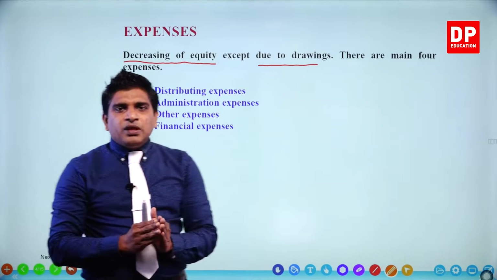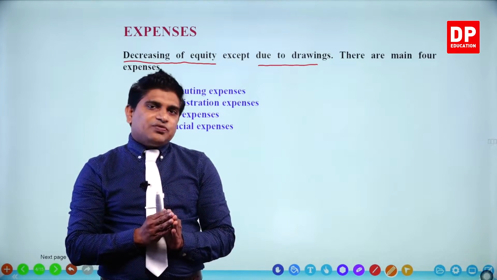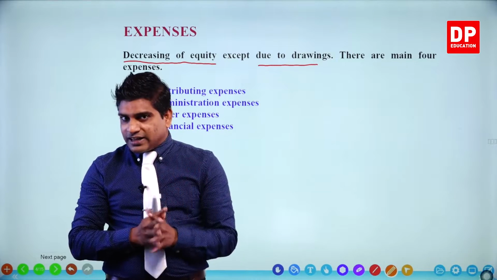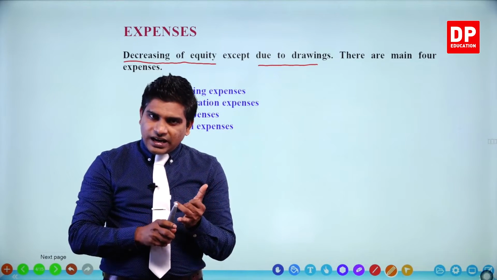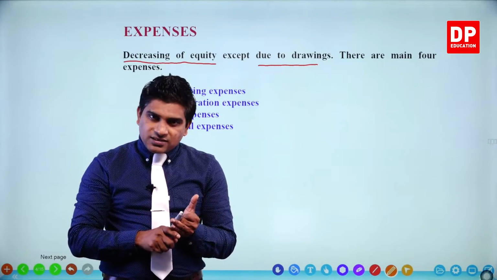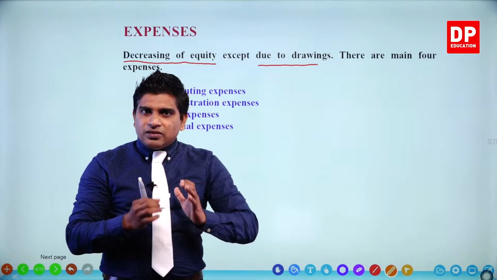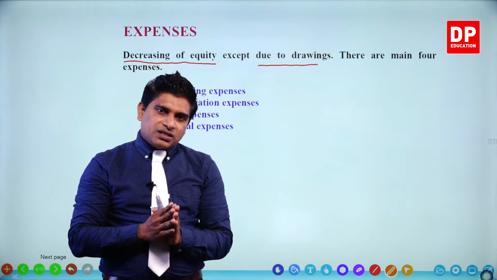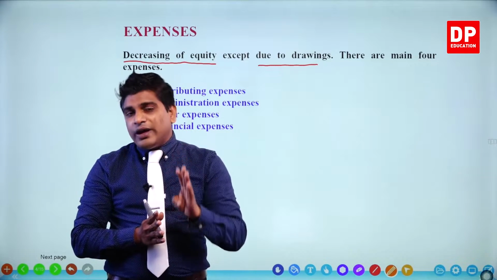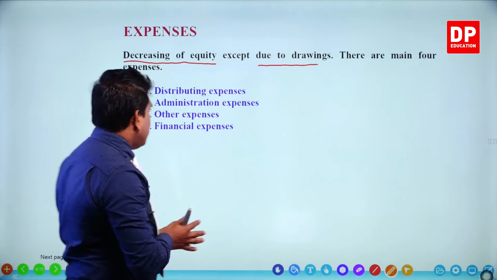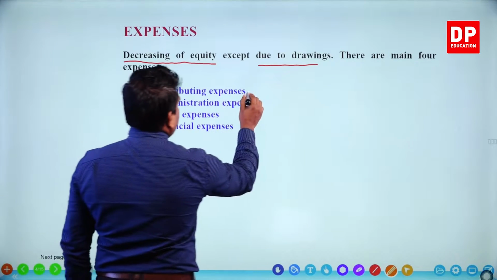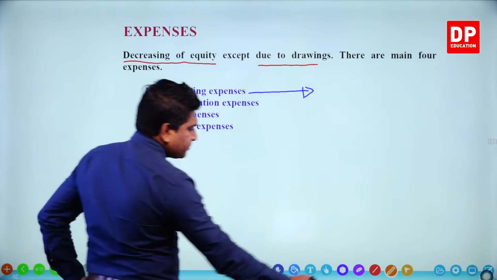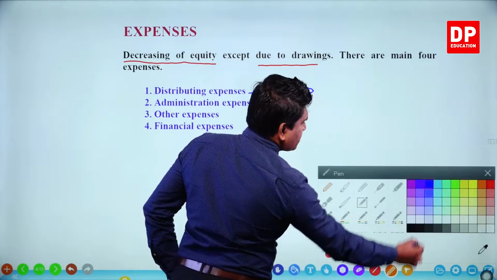Now, remember, all the expenses in the business we can classify it into meant for categories. Right? Now, you know what is an income, what is an expense. Right? But here we don't classify income. We classify only expenses. There are meant for expenses categories. What are they? First one is distributing expense. Distributing expense, right?